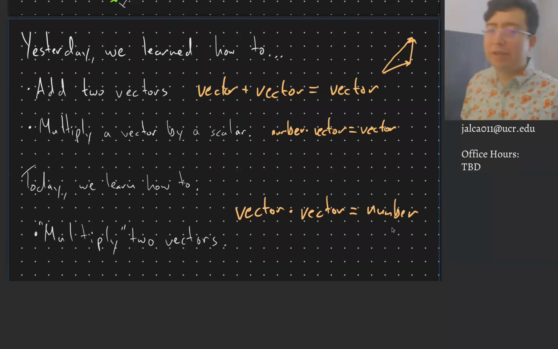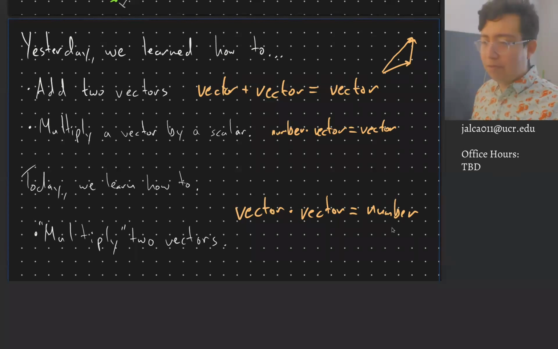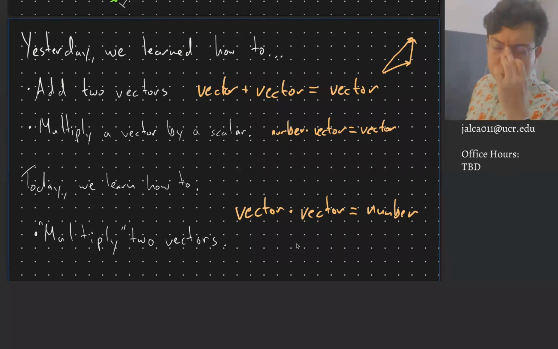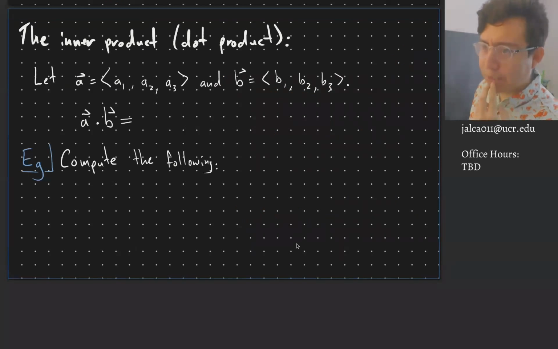And the geometric meaning for this one is a little more complicated, so we will get to it today, but it's not as easy to see as these over here. These are very much like, oh yeah, it's just head to tail or just squish it or stretch it. This one here is a little more complicated to see. Okay, so we're going to learn about this today. It's something called the inner product.